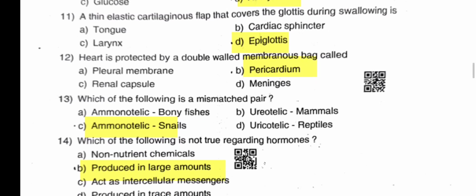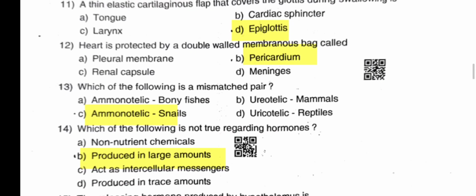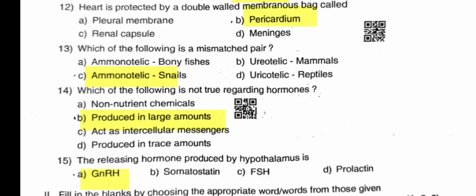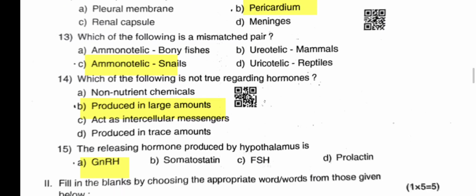Which of the following is not true regarding hormones? Option A, non-nutrient chemicals; option B, produced in large amounts; option C, act as intercellular messengers; or produced in trace amounts. The right answer is option B, produced in large amounts. The releasing hormone produced by hypothalamus is: option A, GnRH; option B, somatostatin; option C, FSH; option D, prolactin. The right answer is option A, GnRH.